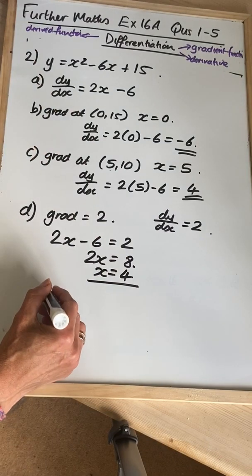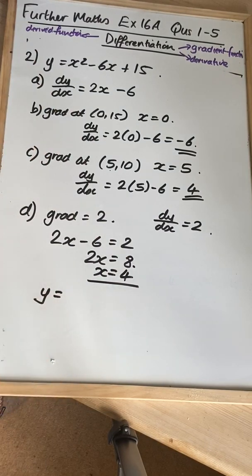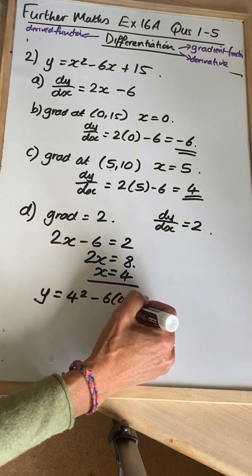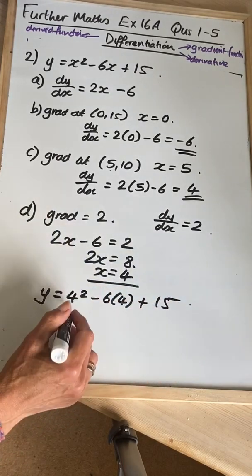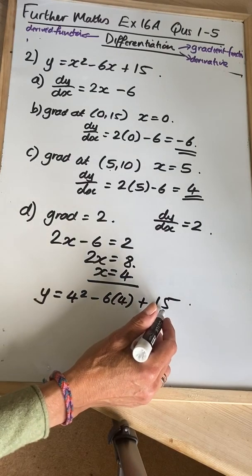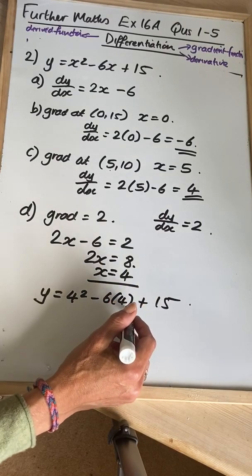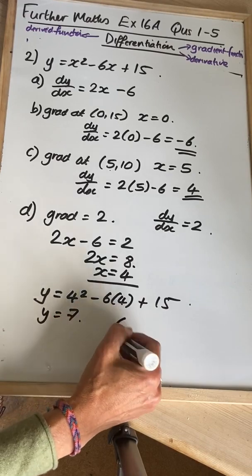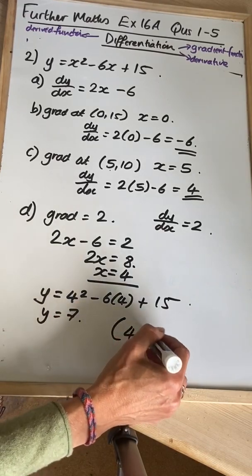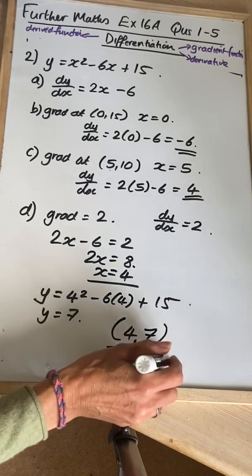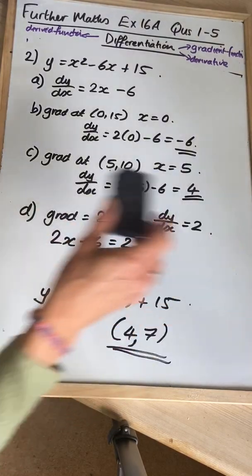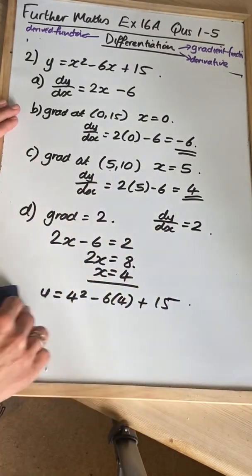Substitute our 4 back in because they want the coordinates. So y is going to equal 4 squared minus 6 times 4 plus 15. 16, 31 minus 24, y equals 7. So the point that we are interested in is the point with coordinates 4, 7. That's where the gradient equals 2. Okay, right, question 3, very similar question.